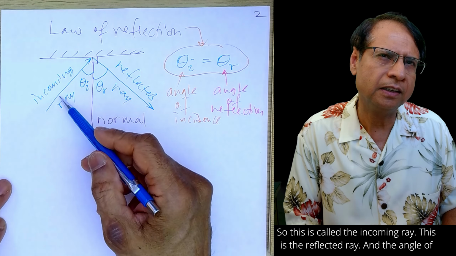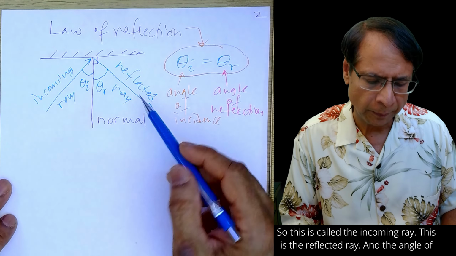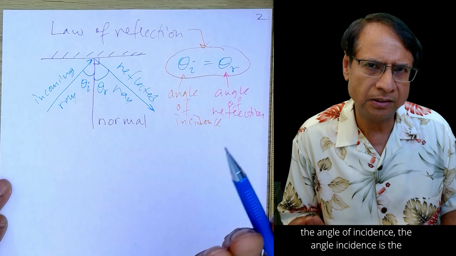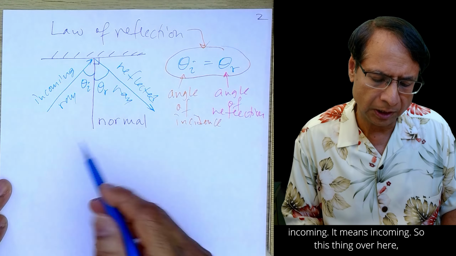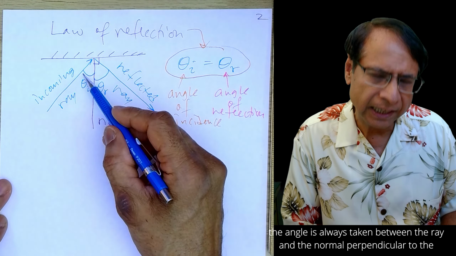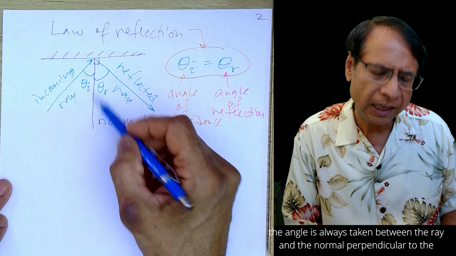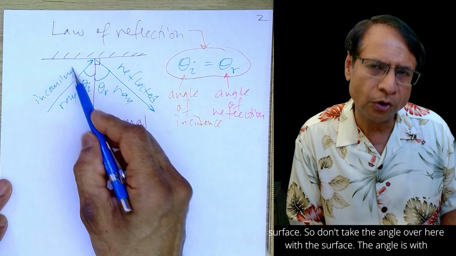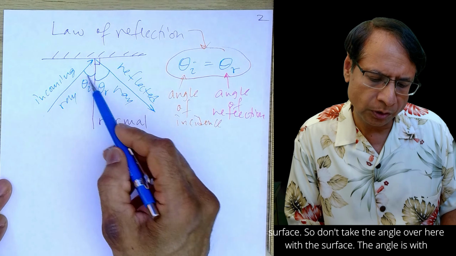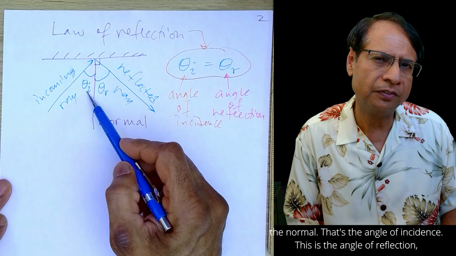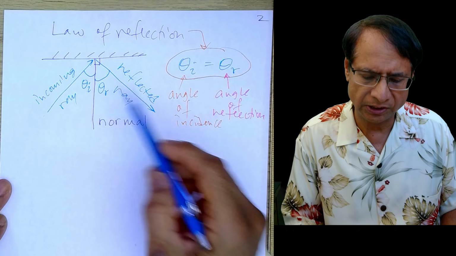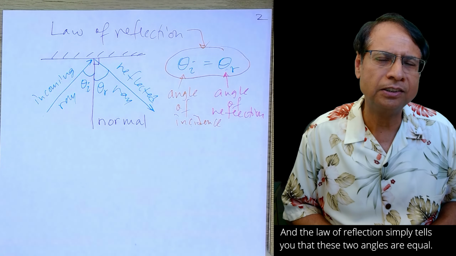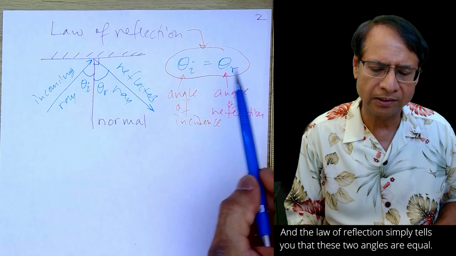So this is called the incoming ray. This is the reflected ray. And the angle of incidence, incidence meaning incoming. So this thing over here, the angle is always taken between the ray and the normal, the perpendicular to the surface. So don't take the angle over here with the surface. The angle is with the normal. That's the angle of incidence. This is the angle of reflection, theta r, again taken with the normal. And the law of reflection simply tells you that these two angles are equal.